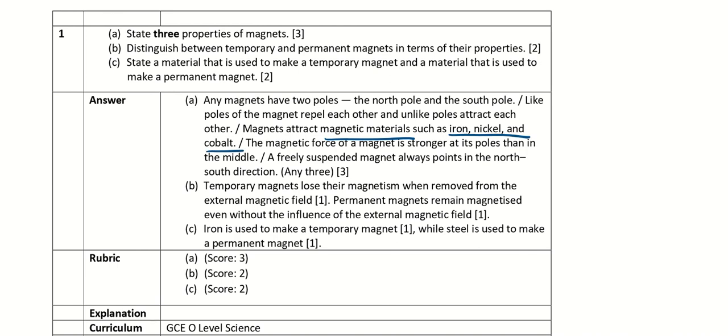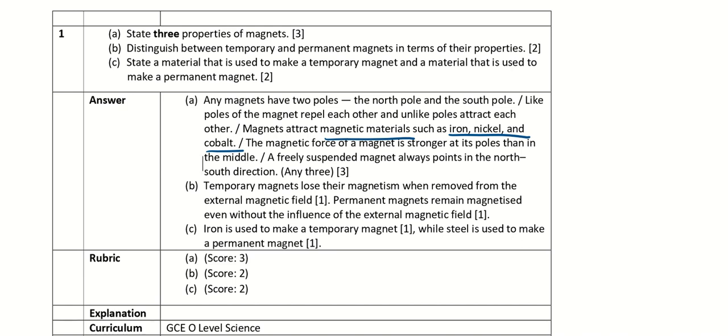And also, the next property is the magnetic force of a magnet is stronger at its poles than in the middle. And lastly, a freely suspended magnet always points in the north-south direction. So any of these three properties will get you the 3 marks.